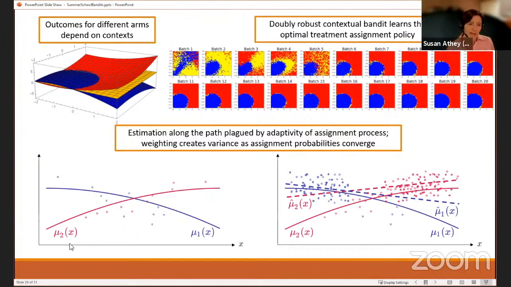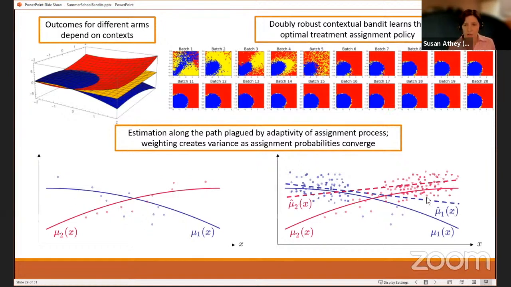So I've drawn a picture of a cross section. X is on the horizontal axis, and I'm looking at my conditional means for arm 1 and arm 2, or the blue arm and the red arm. I could figure out the shape of those functional forms from purely randomized data, although it might be noisy. But after the first batch, I say, hey, the red arm is good when X is high, and the blue arm is good when X is low.